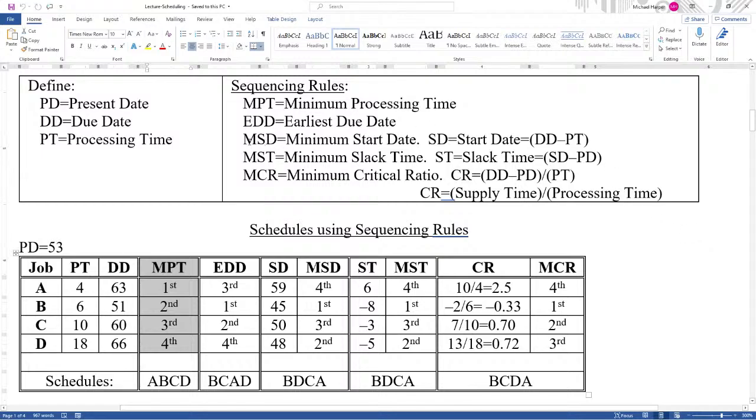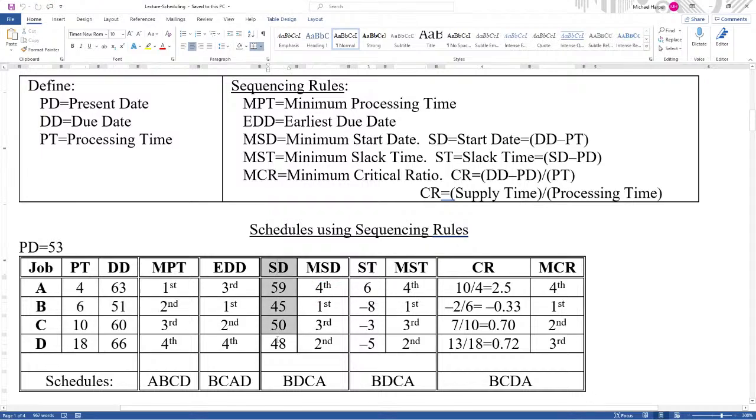Now, the third one, the minimum start date, combines the processing time and due date together. They take the due date and minus the processing time. So 63 minus 4, the start date is 59. 51 minus 6, the start date is 45.